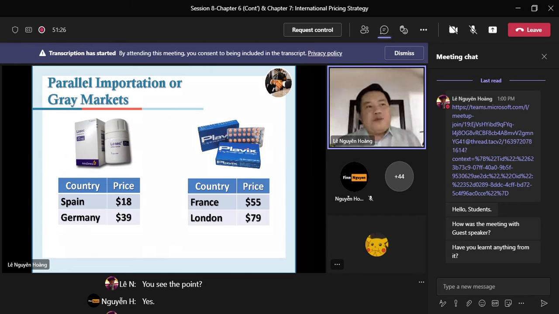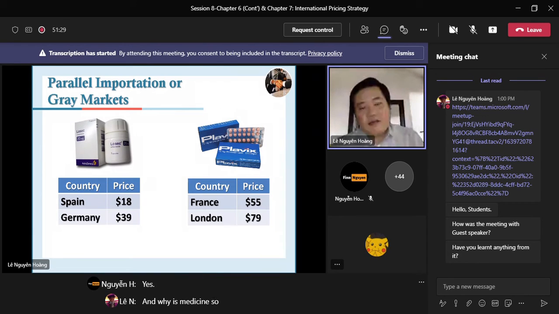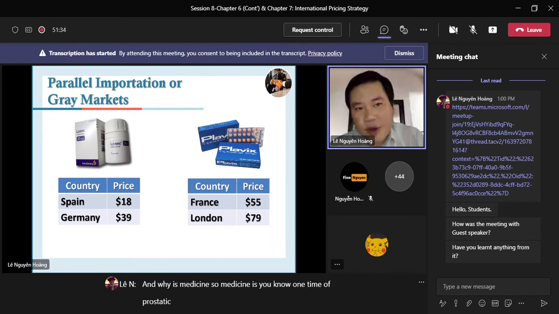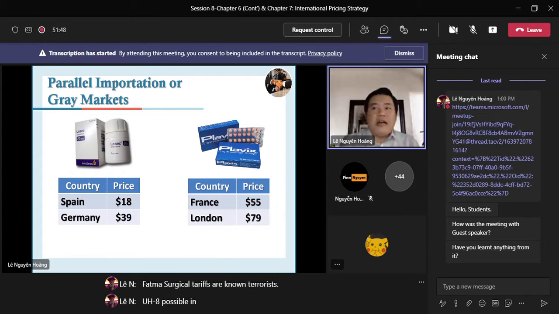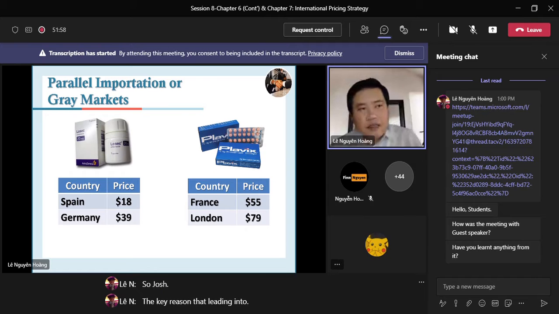And why medicine? Medicine is one type of product that is very sensitive to the gray market. Why is medicine often the chosen product for the gray market? Martin says that it is because of pharmaceutical tariffs and non-tariffs. For example, in London in particular, there are thousands of trade restrictions for importing medicines. So that's the key reason leading to the existence of the gray market.